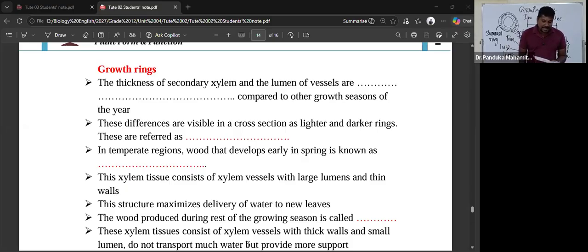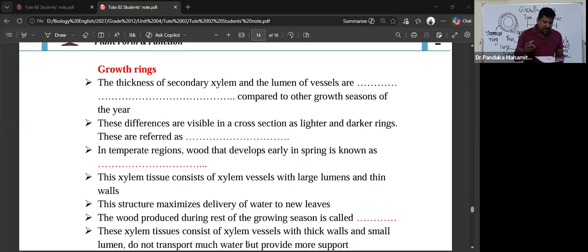So in temperate regions, wood that develops early in spring is known as spring wood. The xylem tissue of spring wood consists of xylem vessels with large lumens and thin walls. So spring wood has large lumen, thin walls, and therefore it is lighter in color. The structure maximizes delivery of water to the new leaves.